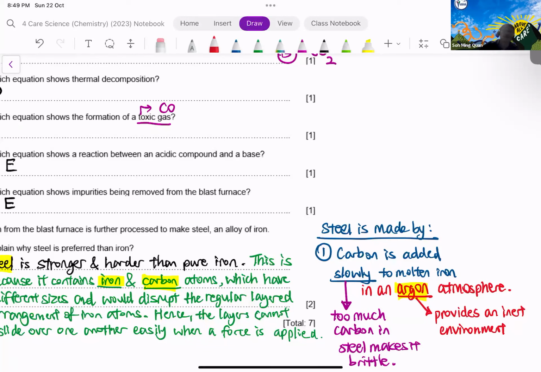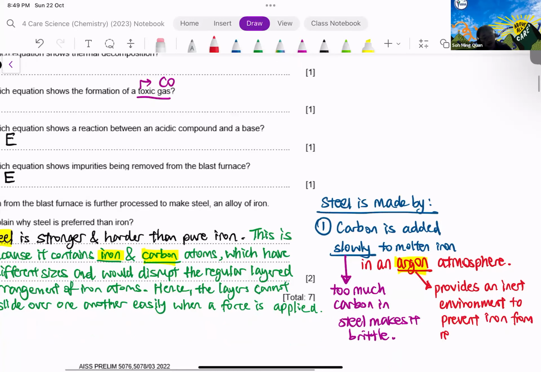Why is it important to provide the inert environment for this process? The inert environment helps to prevent iron from reacting with oxygen. If you just did this process in the air, the iron can react with oxygen to form iron oxides. So it is important when you make steel to carry it out in an argon atmosphere.